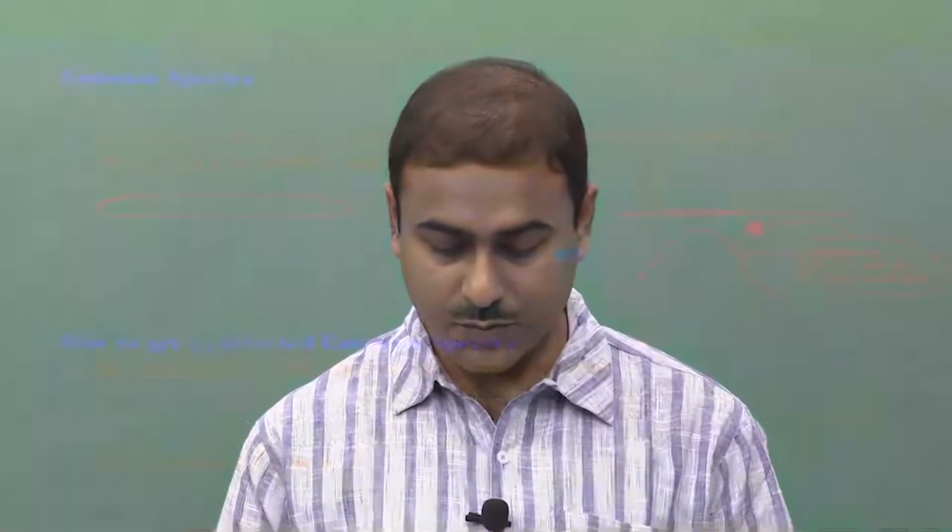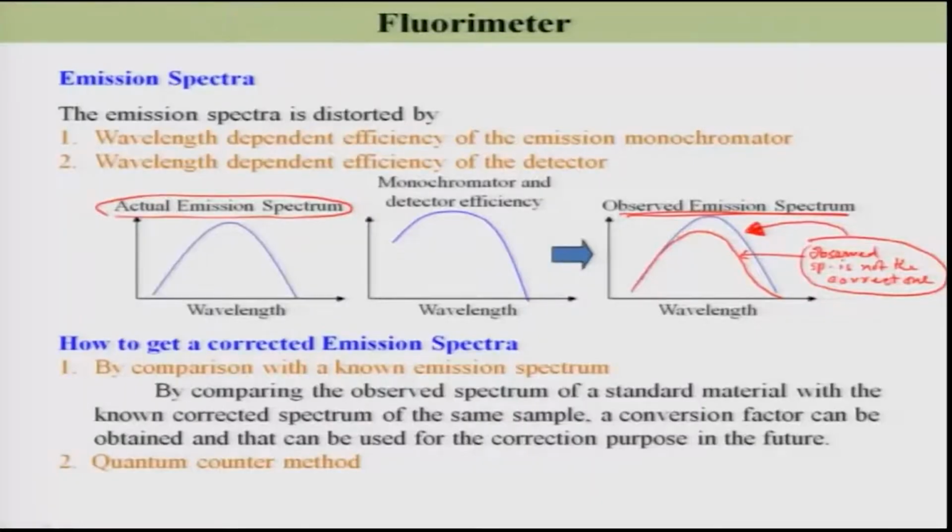I briefly showed you that one technique is by comparison with a known emission spectra of a molecule, right. If it is already known to you, then you can simply do this divided by this, and then you will get this correction file. Whenever you measure the emission spectra, you just multiply by that, right, and you will get your corrected emission spectra.